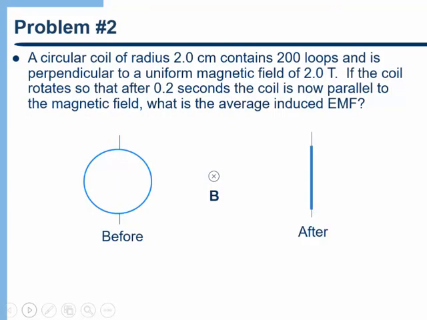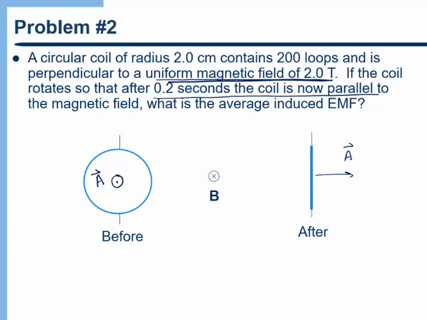Let's look at another example. In this case, we have the same circular loop, but now the magnetic field is uniform. It's not changing. And we're told that the coil is going to rotate so that after 0.2 seconds, the coil is now parallel to the magnetic field. So in other words, we're going to go from having the magnetic field going into the loop to the loop turning so that now the surface area vector is in that direction. So notice that the surface area vector is straight out when we start.